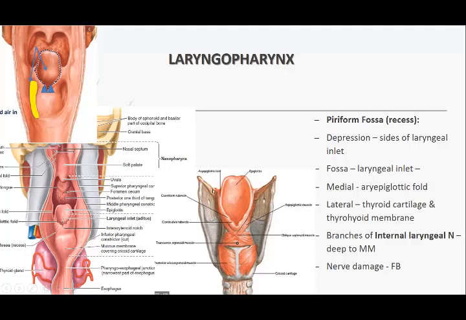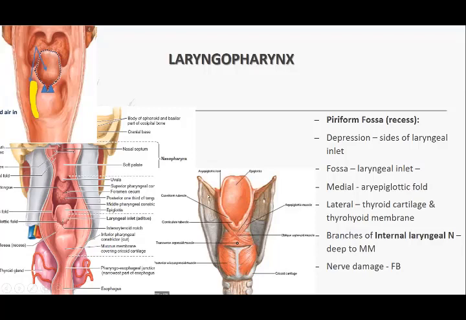Now this is the hyoid bone. This is the thyroid cartilage. Extending between the hyoid bone and thyroid cartilage is this membrane. Since it extends between the hyoid bone and the thyroid cartilage, it is called the thyrohyoid membrane. Okay? And I hope you appreciate one thing, this is the piriform fossa.